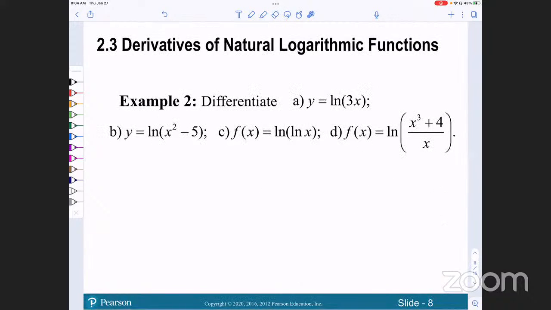Well, we're asked to differentiate, so let's start with part A. We have y equals the natural log of 3x. So then f prime over f. The derivative of 3x is 3, over 3x. This one just happens to simplify down to 1 over x.